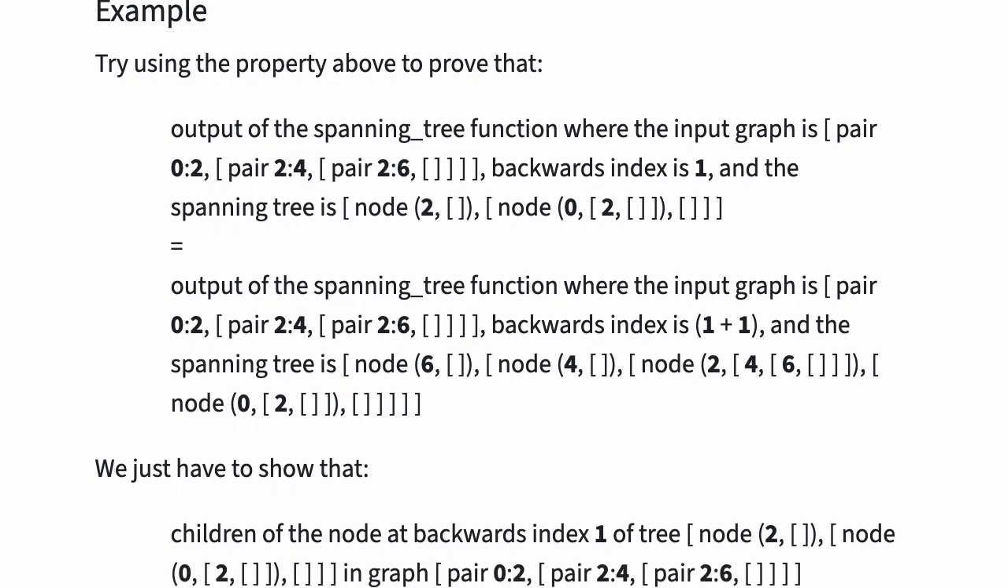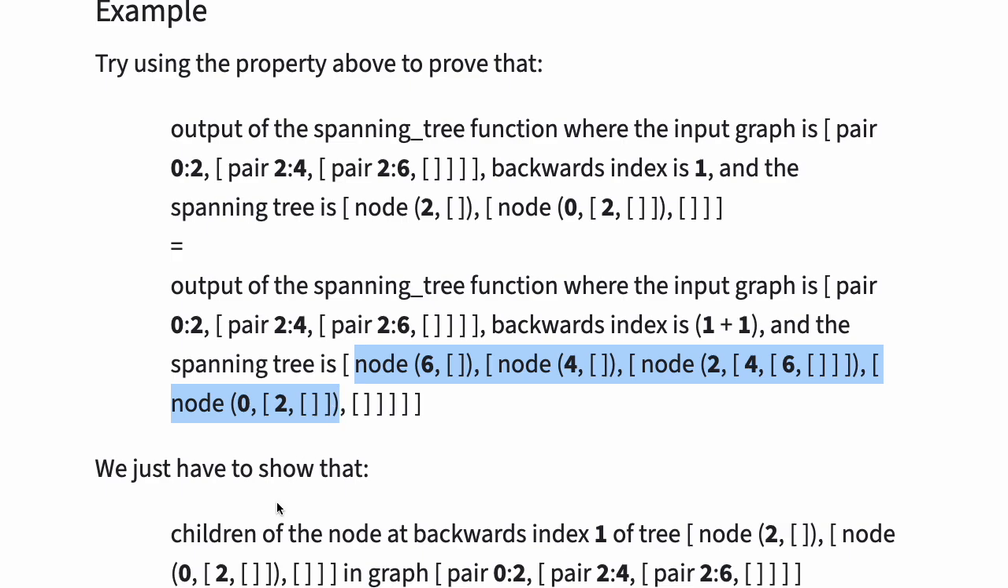Let's try to prove that the output of the spanning tree function, where the input graph is pair 0, 2, 2, 4, 2, 6, backwards index is 1, and the spanning tree is node 2 and node 0, is equal to the output of the same function, where the input graph is the same, backwards index is 1 plus 1, and the spanning tree is node 6, node 4, node 2, and node 0.